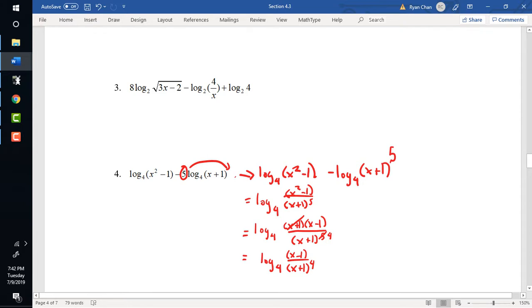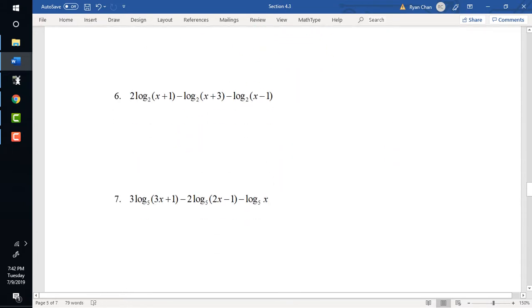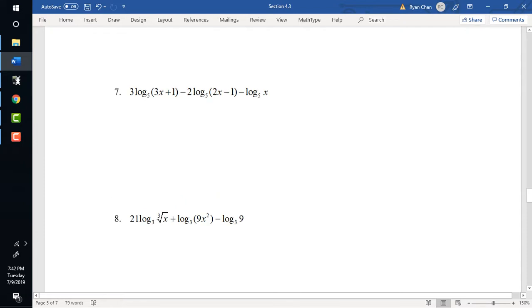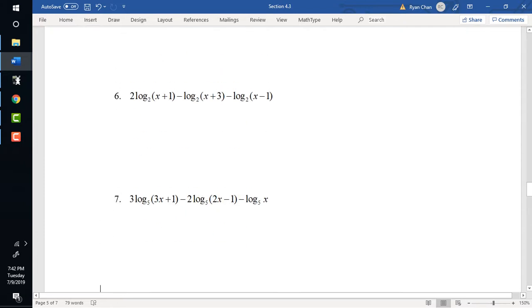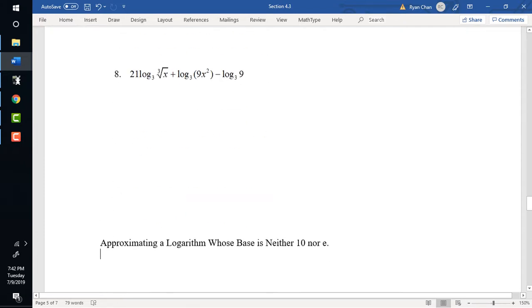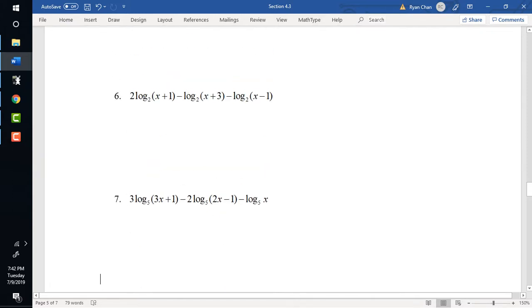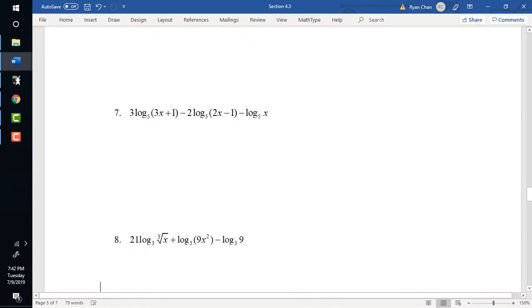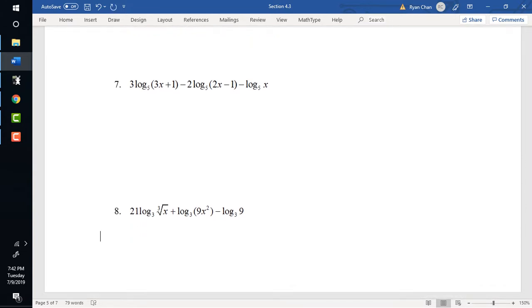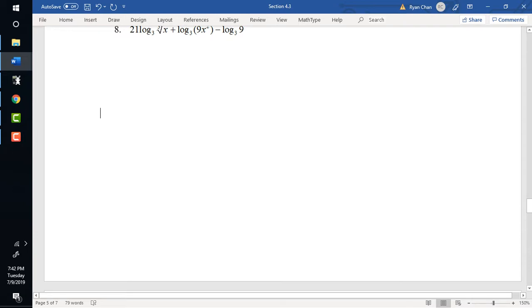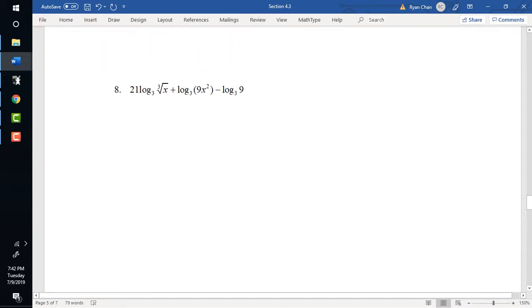Okay. Let's look at 2 more examples. Yeah, so let's look at something like number 8, okay? It's definitely one of the trickier ones for sure. So I have 21 times log base 3 of the cube root of x, plus log base 3 of 9x squared, minus log base 3 of 9, okay?